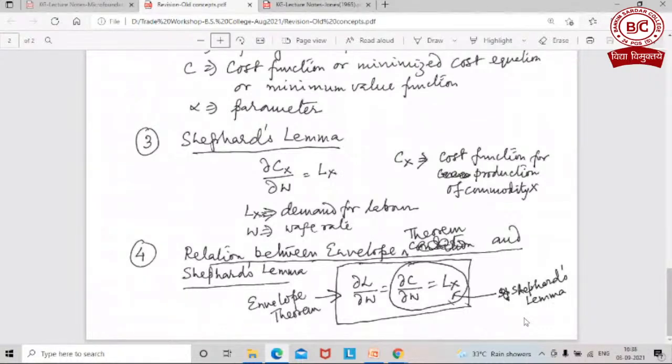Is it okay now? So Shephard's lemma is the same as the envelope theorem. In fact, Shephard's lemma can be interpreted as the envelope theorem. We get the same results. Is it okay?